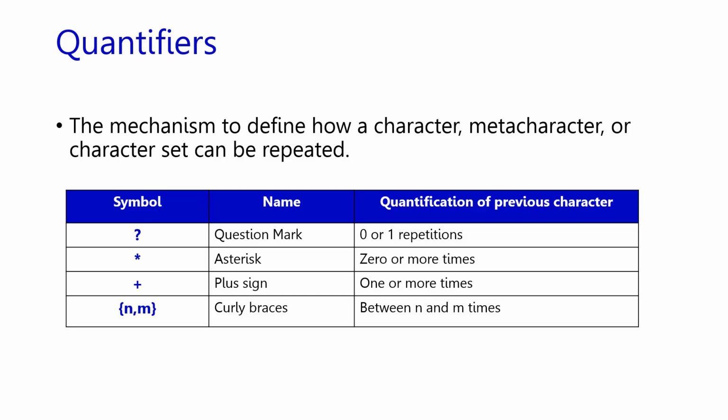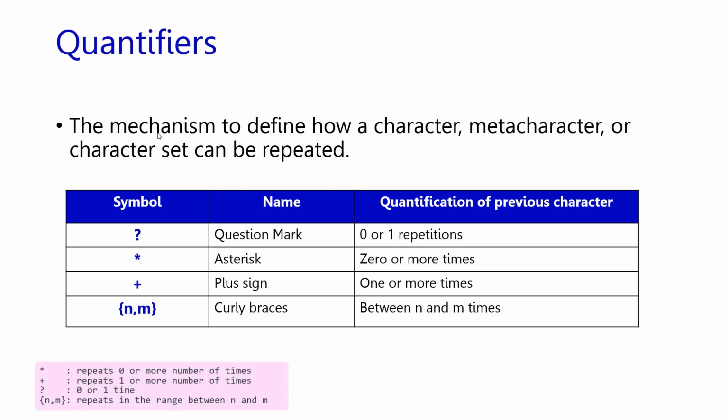So we actually have 4 types of quantifiers. One is the question mark, which will repeat 0 or 1 time. Star, which is 0 or more number of times. Plus sign, which is 1 or more number of times. And there are curly braces. Within them we have m and n, and if you want to repeat between m and n times, we can specify that. For example, I want to repeat a character something like 2 to 3 times. In that case, we can use this.